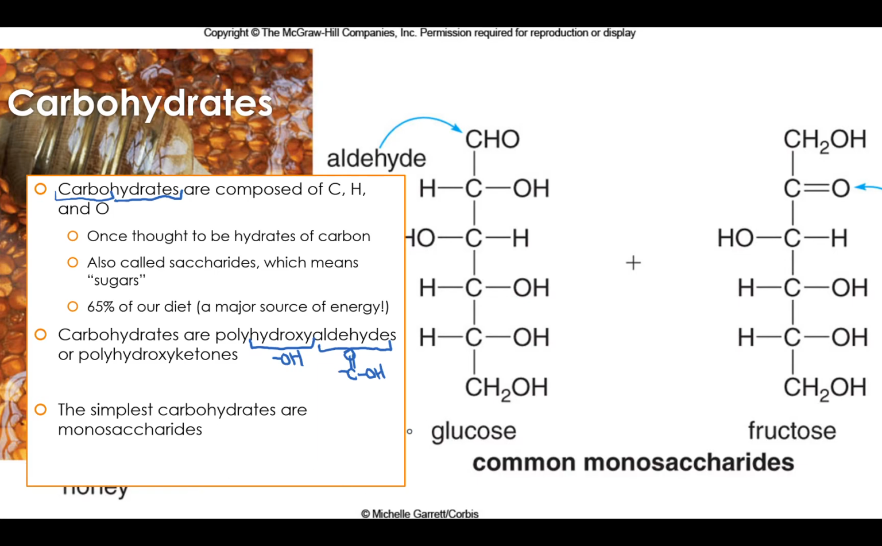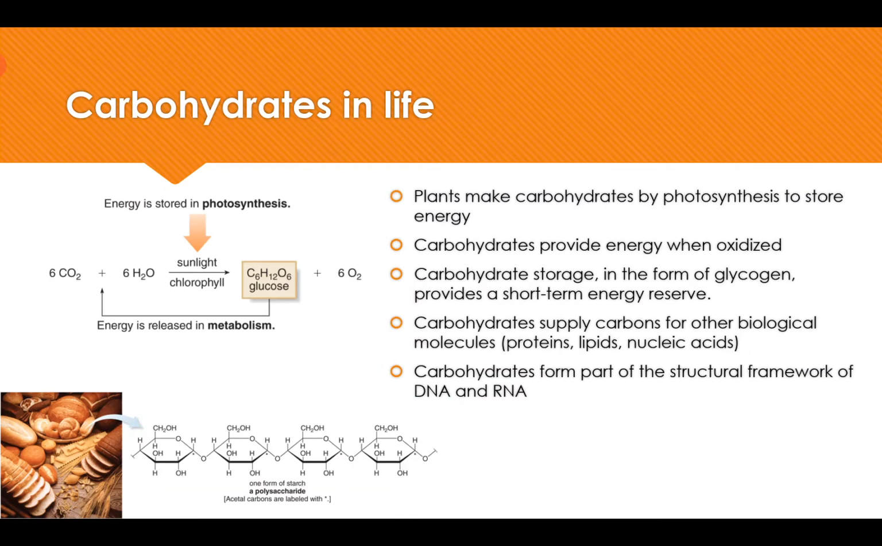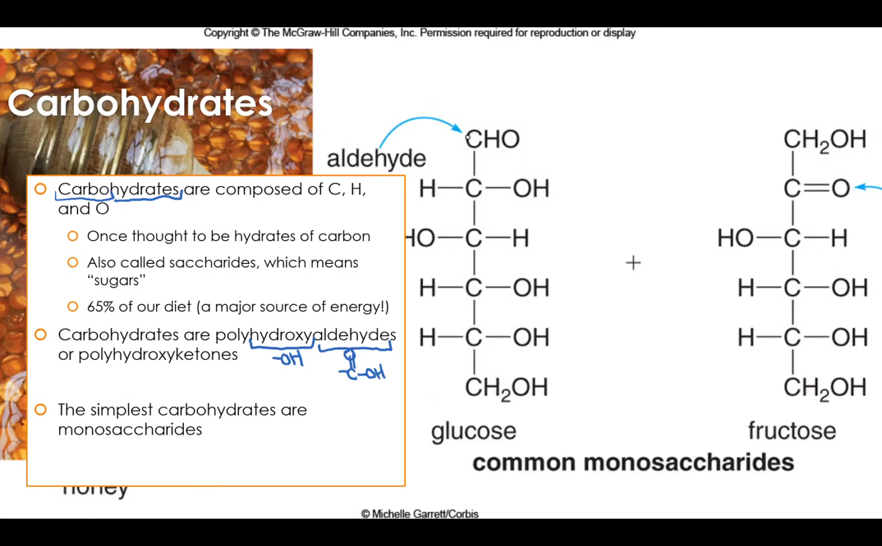The simplest carbohydrates are monosaccharides. Mono meaning one unit. So these are single molecule units. You can see that in the structure, there's always an aldehyde or a ketone. More on that shortly.